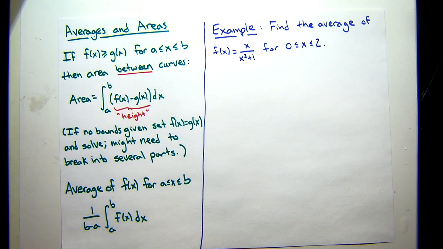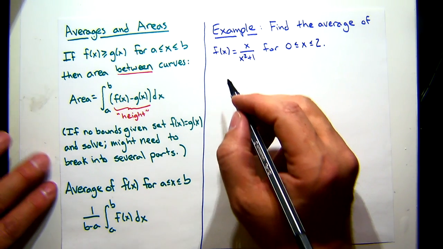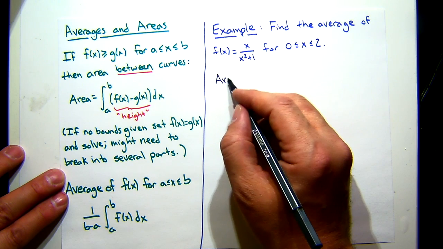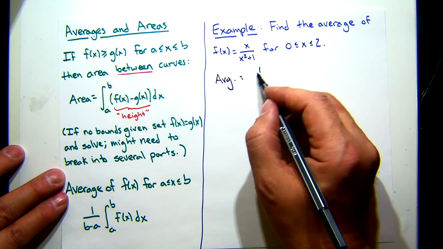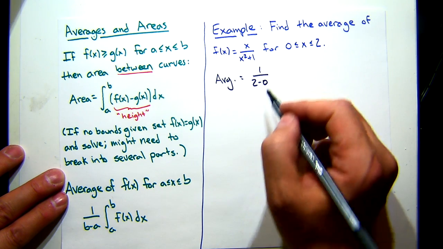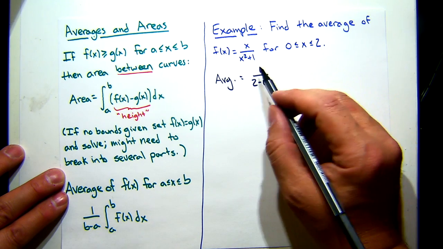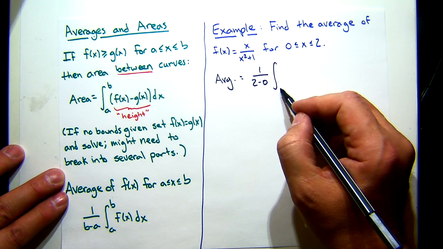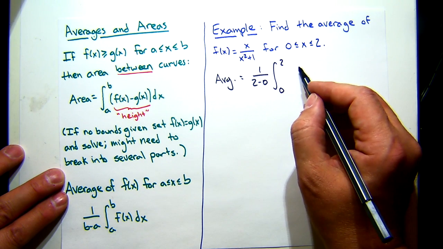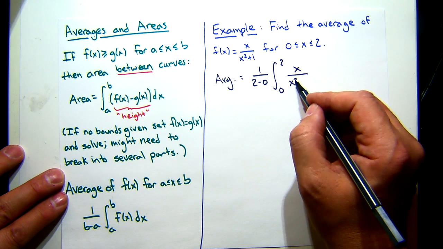Well, we're in luck, because we happen to know what the average is. There's a formula right over here. So the average is going to be 1 over 2 minus 0, a and b. So 2 minus 0, the integral from 0 to 2 of x over x squared plus 1.